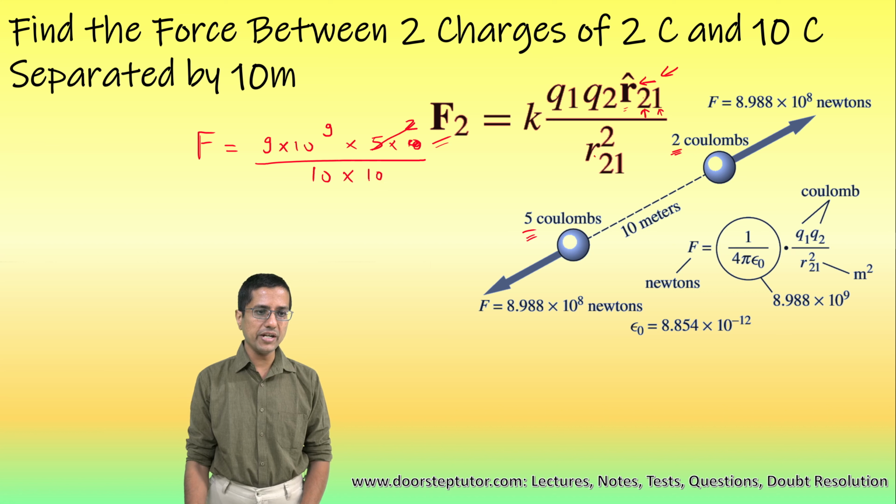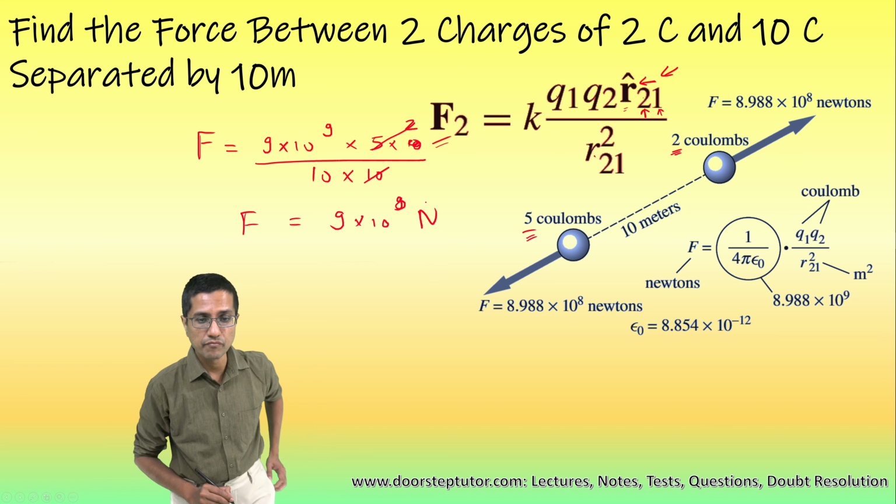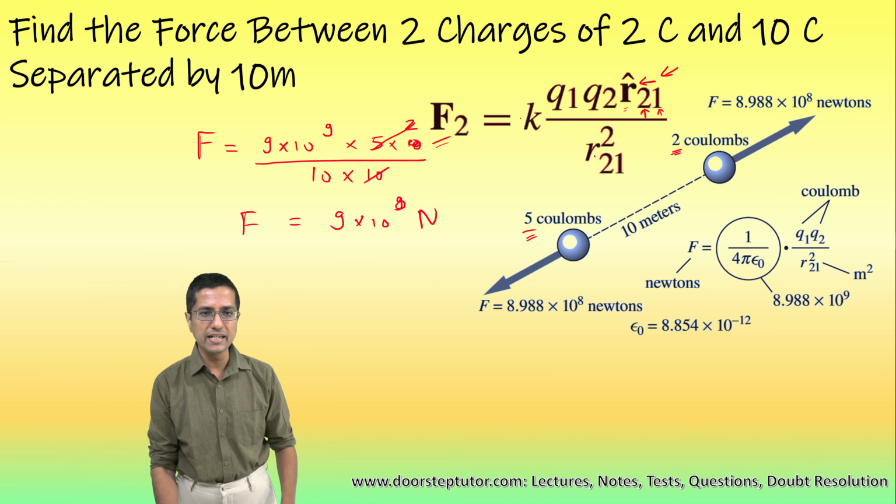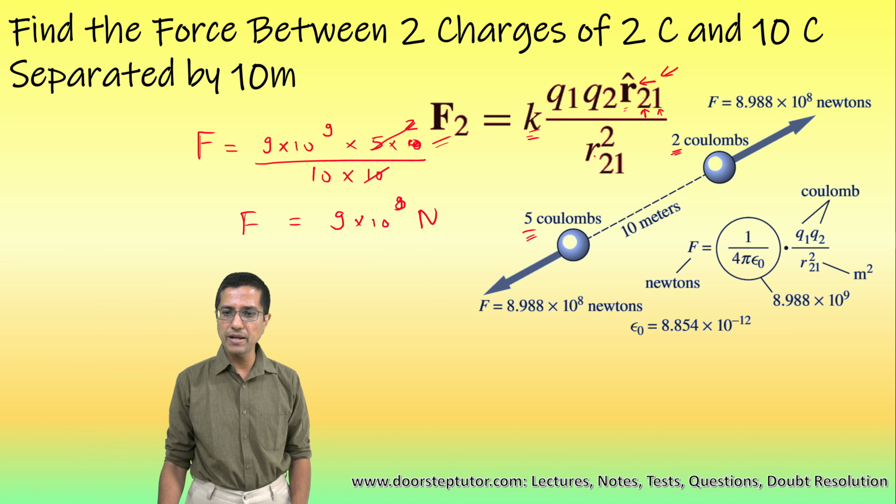So 5 into 2 is 10, this 10 cancels, and therefore my force would come out to be 9 into 10 raised to power 9 divided by 10, so I reduce the power, 9 into 10 raised to power 8 newtons. The same thing I could have obtained if, instead of using directly the value of K, I had used 1 by 4 pi epsilon naught.